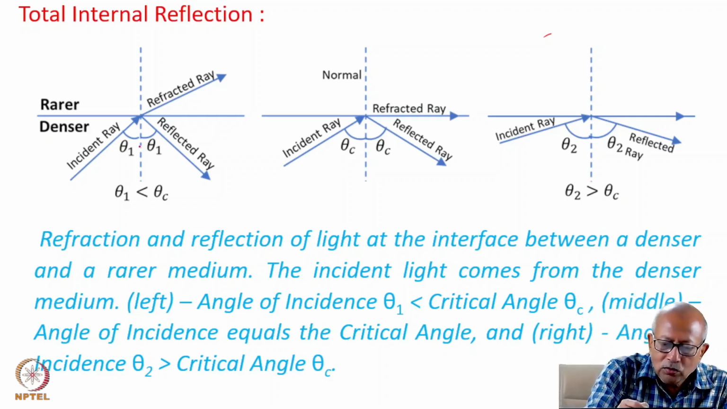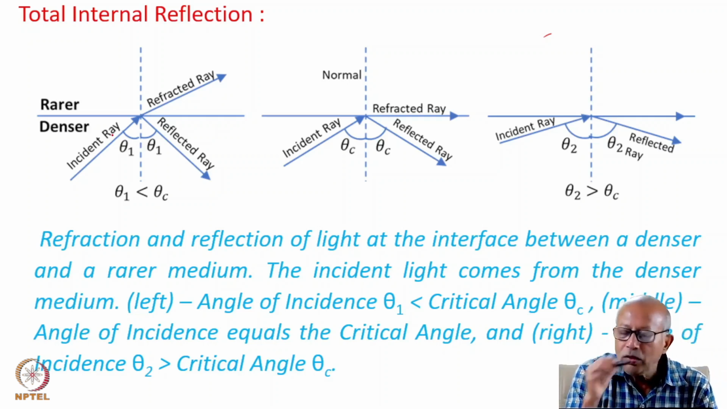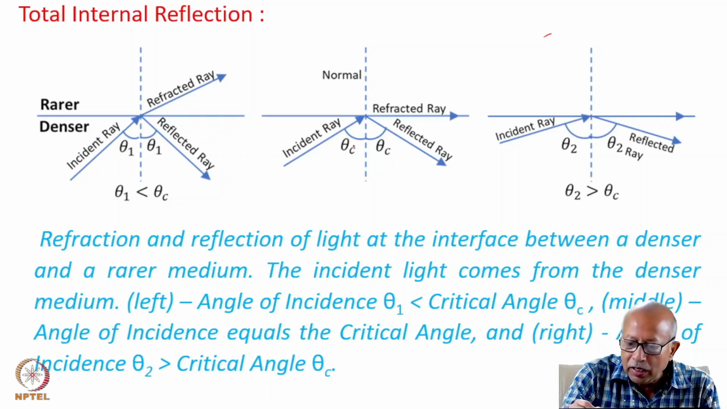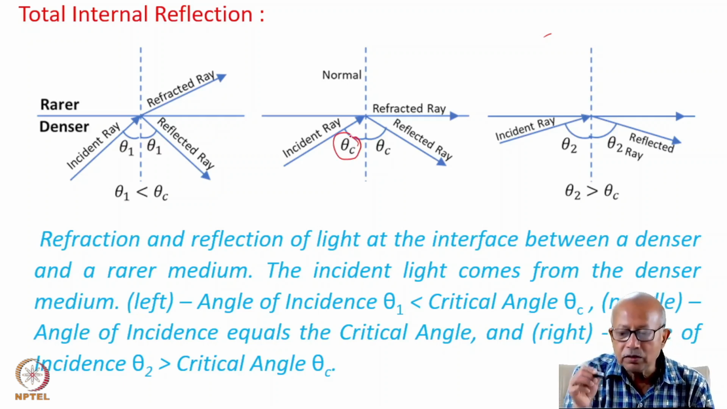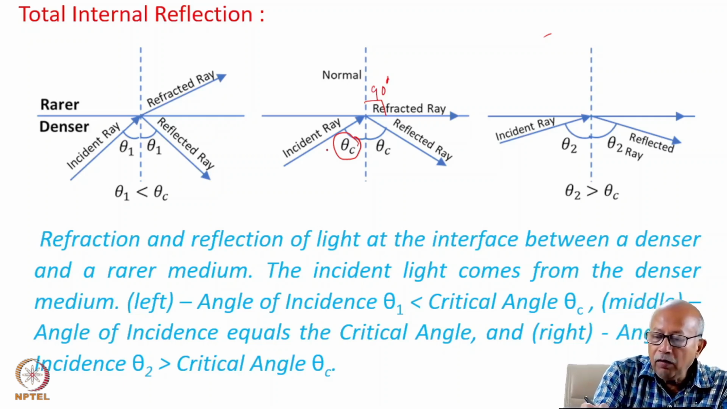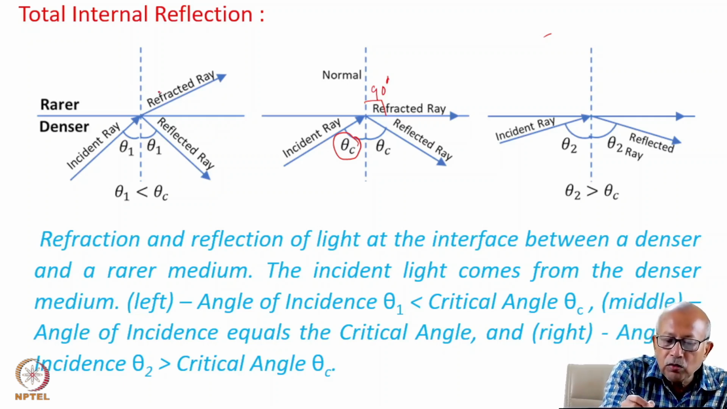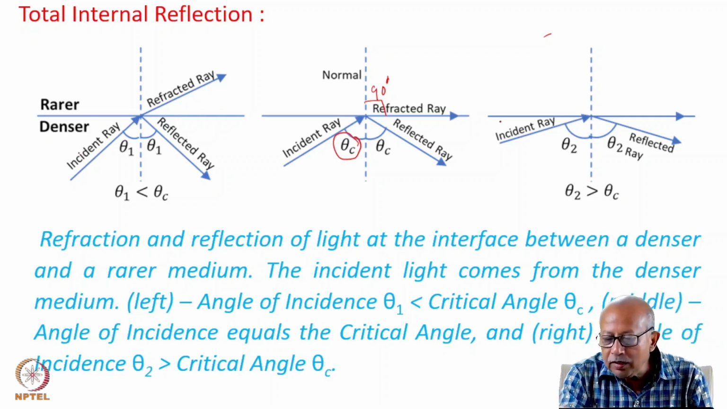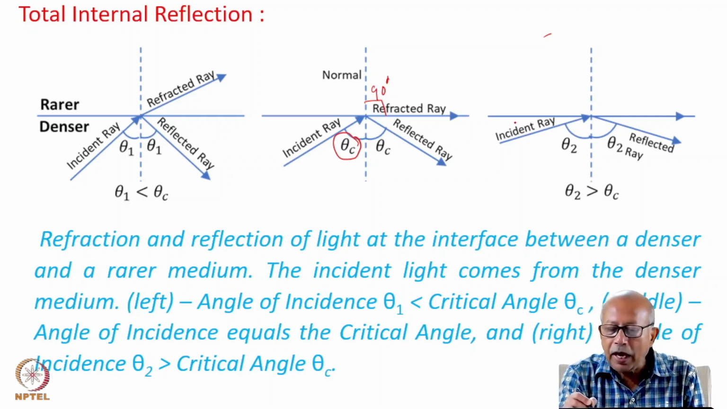However, if we continue to increase the angle of incidence, then we will eventually reach an angle of incidence which is called the critical angle, theta c. Then the angle of refraction becomes 90 degrees. It is possible. You are increasing the angle of incidence, so the angle of refraction also will increase. Eventually, for a particular angle of incidence, the refracted ray grazes over the interface. So the angle of refraction now has become 90 degrees.